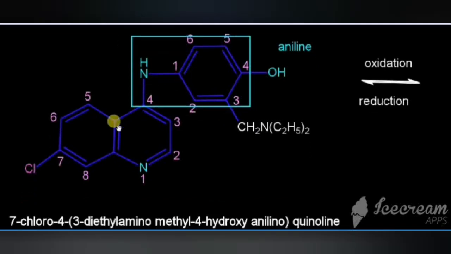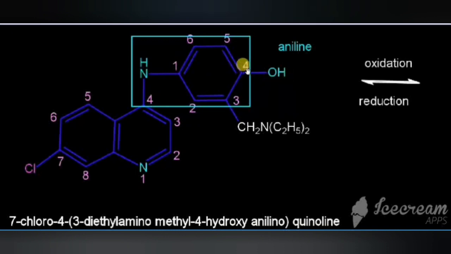Now we will see the chemical name. For that we have to choose this as the parent, that is quinoline. In that the 7th carbon is connected with chlorine, that is why 7-chloro, 4 open bracket, with the 3rd, what is attached? Diethylaminomethyl. So 3-diethylaminomethyl, 4-hydroxyanilino quinoline. So if you have taken aniline, we have to write this chemical name, or if we have chosen phenol as the parent, we have to write differently.